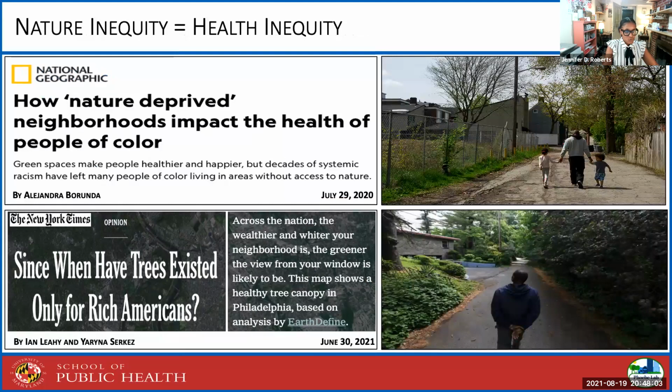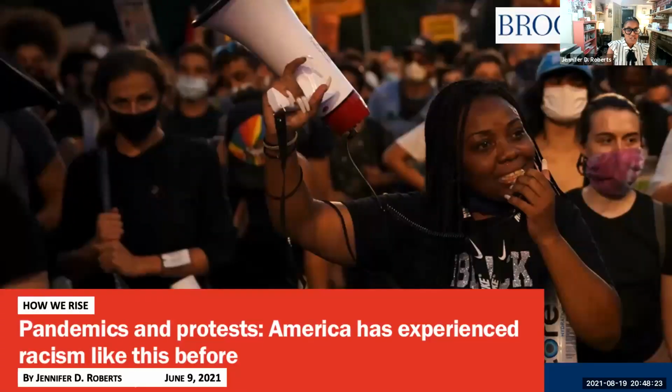So we do know that nature is beneficial to health and well-being. But when folks don't have equitable access to these nature spaces, then there will also be inequitable health outcomes. And we've seen that more people of color are living in areas where there are nature deprived or nature gaps.